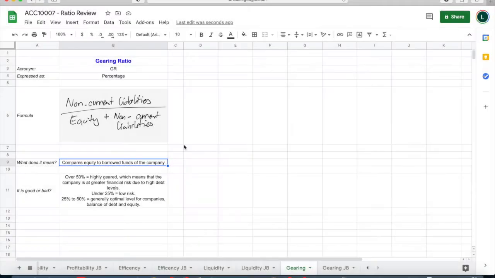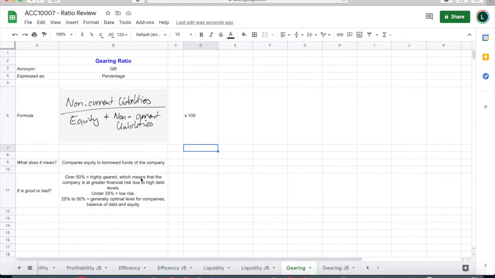which is our gearing section. So we're just going to look at the gearing ratio here. It is expressed as a percentage, so you probably do need to times that formula there by 100. So there's our formula. Basically, what does it mean? It looks at how the company is leveraged. So it compares our equity to borrowed funds of the company.